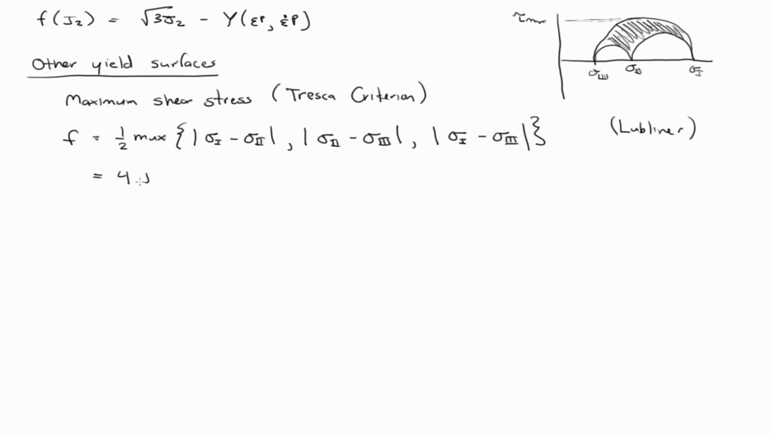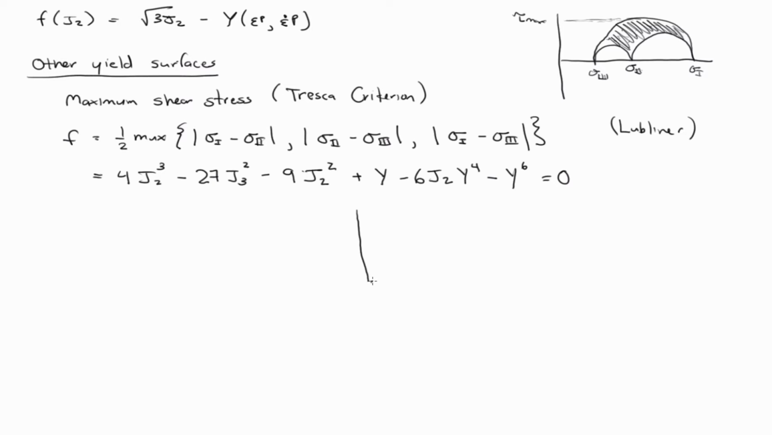So it's 4 J2 cubed minus 27 J3 squared minus 9 J2 squared y plus 6 J2 y to the 4th minus y to the 6th equals 0.